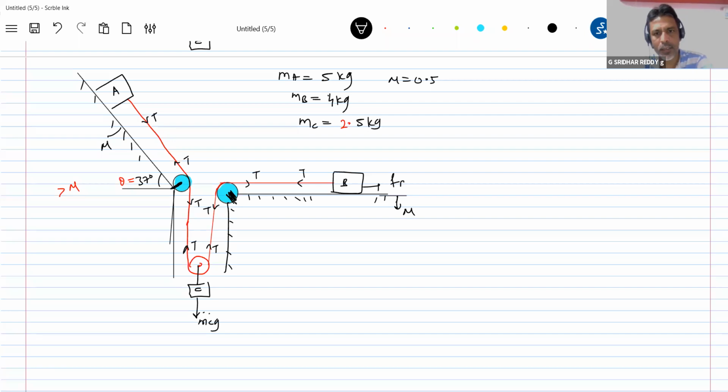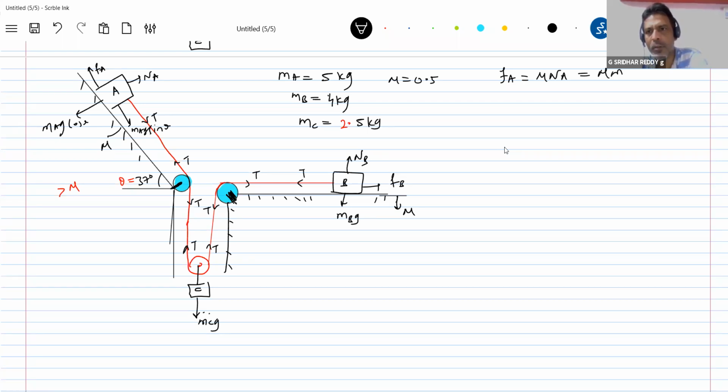Here the friction, FB. Normal reaction, NA, MAG cos theta, MAG sin theta. Here normal reaction, NB. This is MBG. Let's have some values of friction in hand. It will be easy for us. Mu NA, mu MAG cos theta.